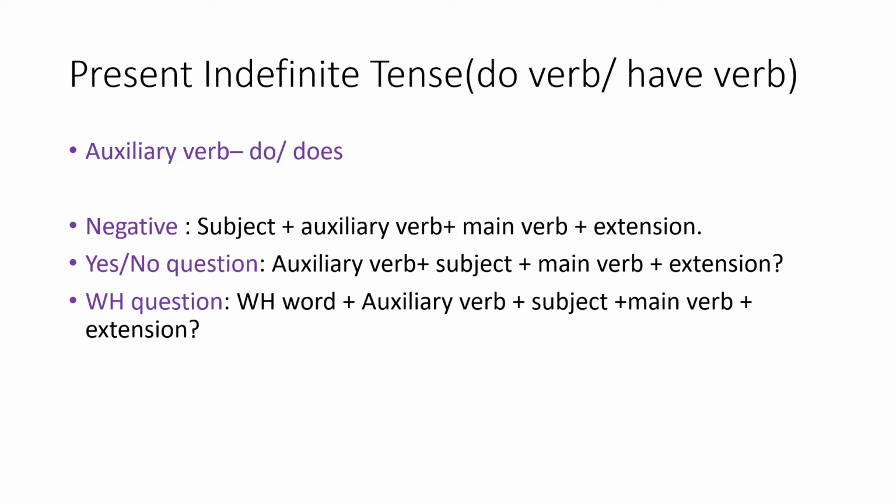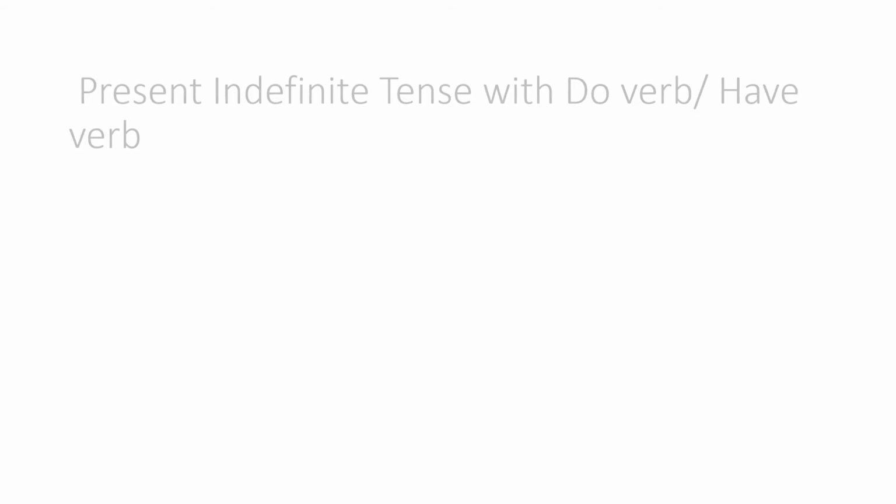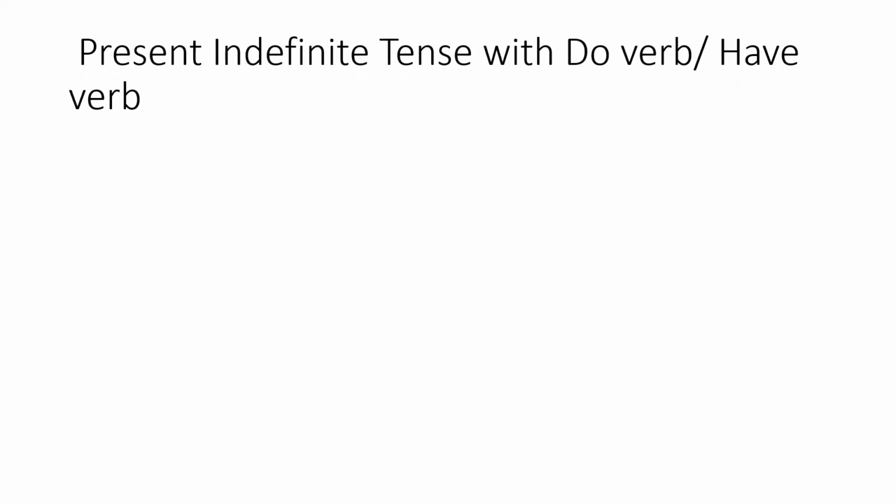Students of class 5, you have to nicely memorize this structure. And if you can memorize this structure, you can turn any tense into negative form, yes no question and WH question. It's very easy. And one main point is that you have to know the auxiliary verb of different tenses. As we are learning present indefinite tense, our auxiliary verb is do or does.